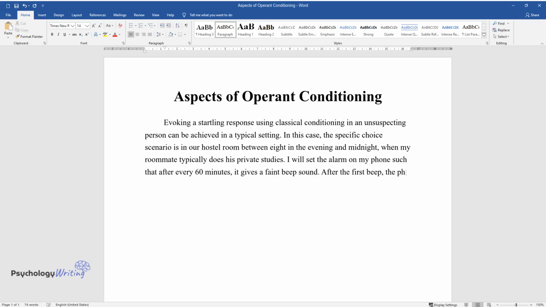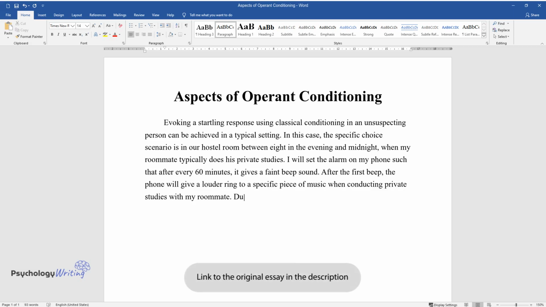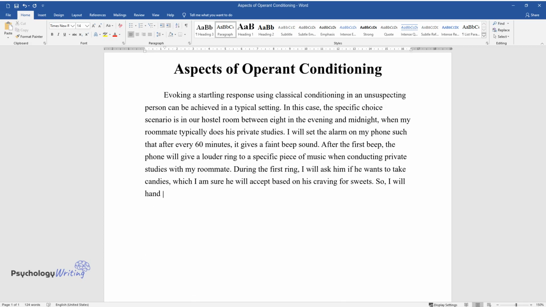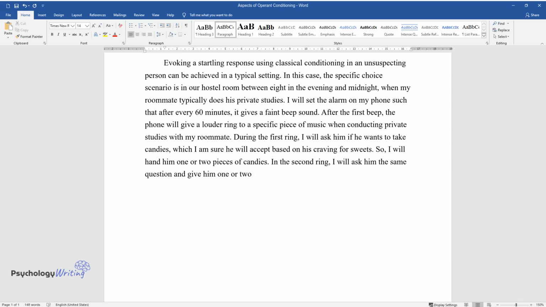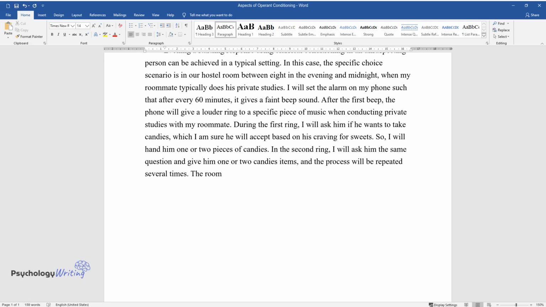After the first beep, the phone will give a louder ring to a specific piece of music when conducting private studies with my roommate. During the first ring, I will ask him if he wants to take candies, which I am sure he will accept based on his craving for sweets. So, I will hand him 1 or 2 pieces of candies. In the second ring, I will ask him the same question and give him 1 or 2 candies, and the process will be repeated several times.